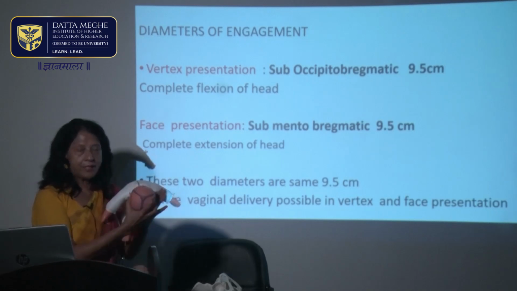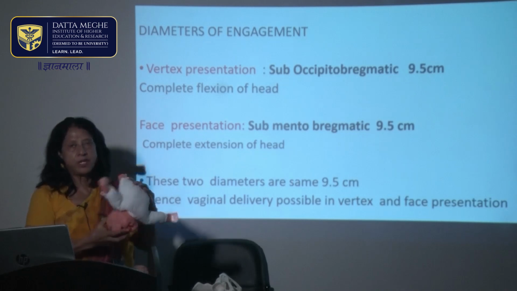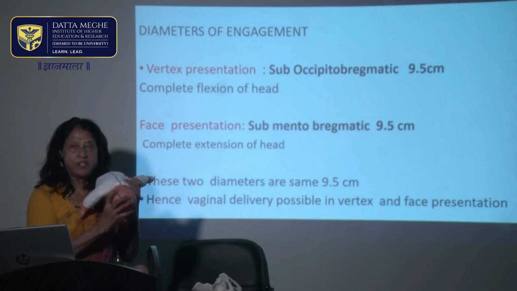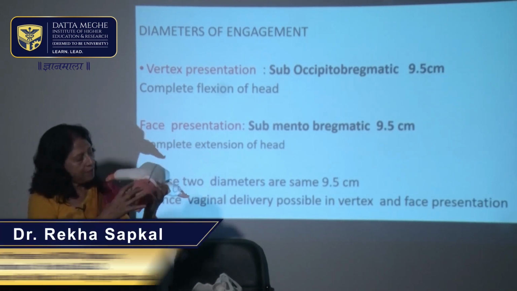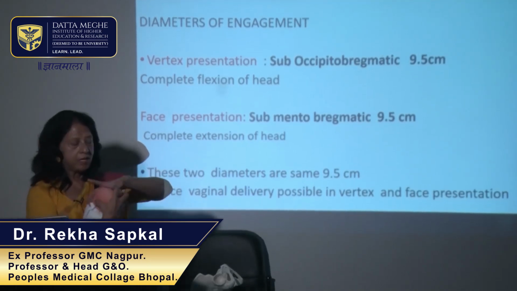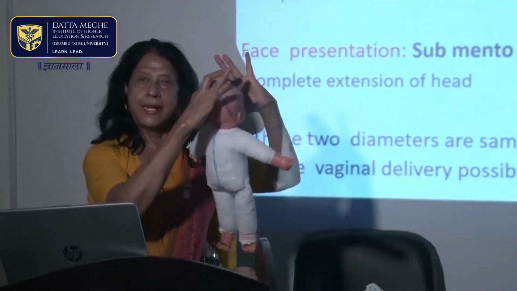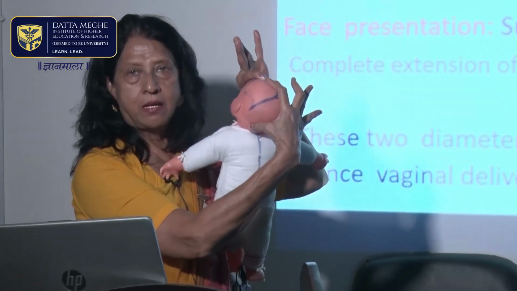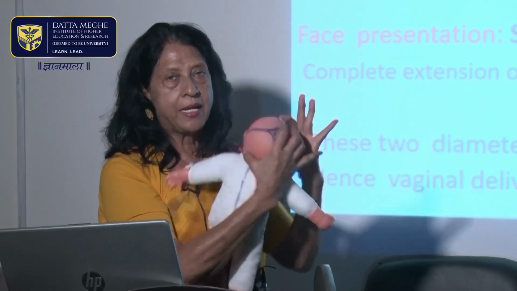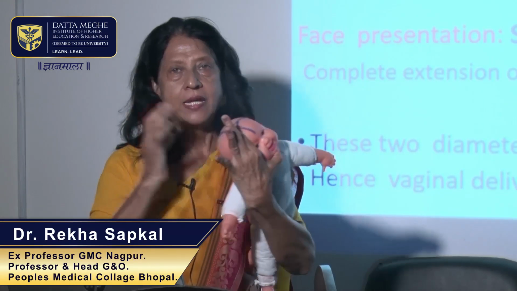When the head is well flexed, it is vertex; when it is well extended, it is face presentation. Clear? Now, let us learn what is the diameter of engagement in vertex presentation. When it is a well flexed head, it is suboccipitobregmatic. When it is a well extended head, it is submentobregmatic. So, when it is a well flexed head, what is the diameter of engagement? Suboccipitobregmatic. When it is a well extended head? Submentobregmatic. Very simple to understand.